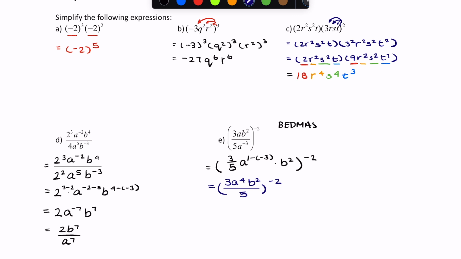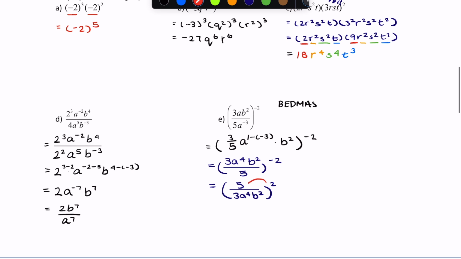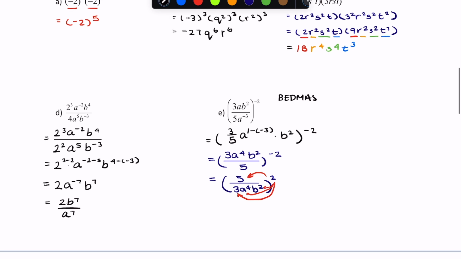And remember, if we have a negative exponent here, we can flip the fraction and make that exponent positive. So here will be 5 over 3a to the power of 4, b to the power of 2, all to the power of 2. Now we can distribute this exponent into each of the components inside the brackets. So 5 squared will give you 25 over 3 squared, which is 9. a to the power of 4 to the power of 2 is a to the power of 8, and b to the power of 4.